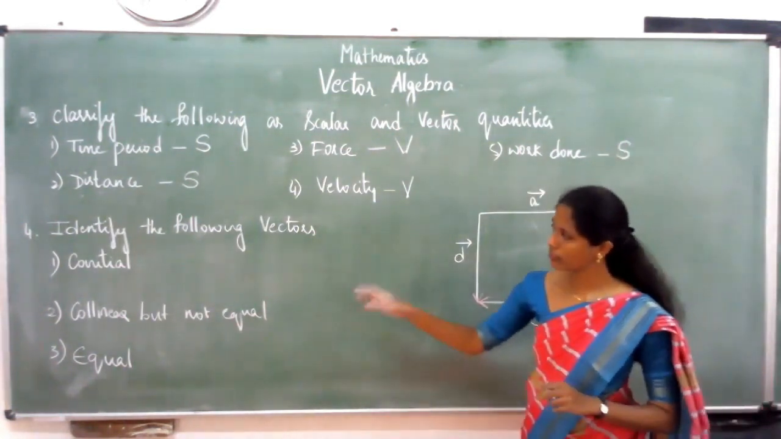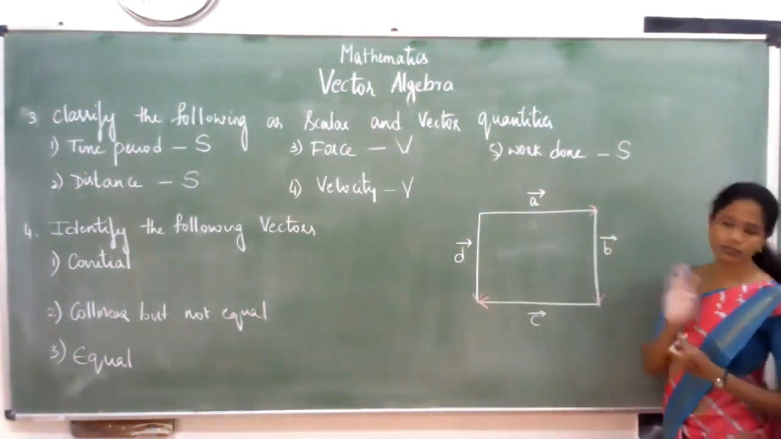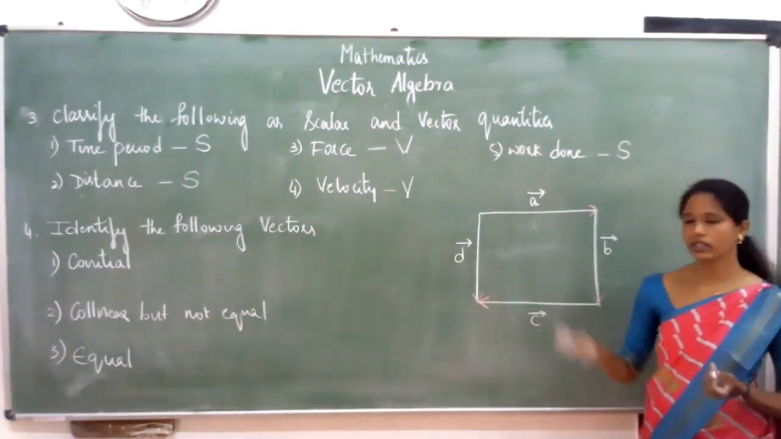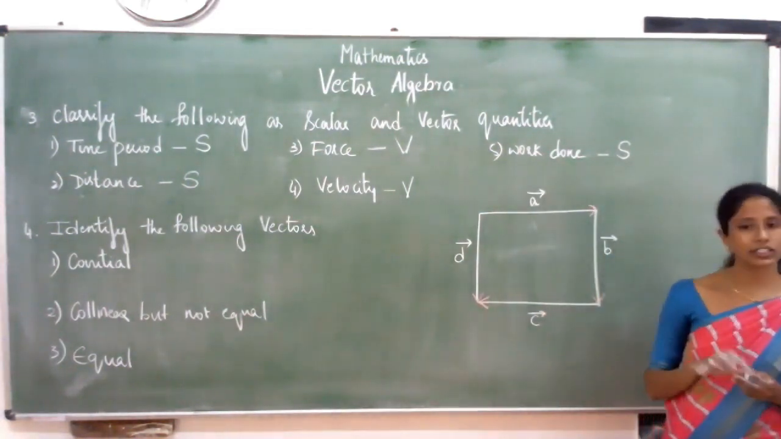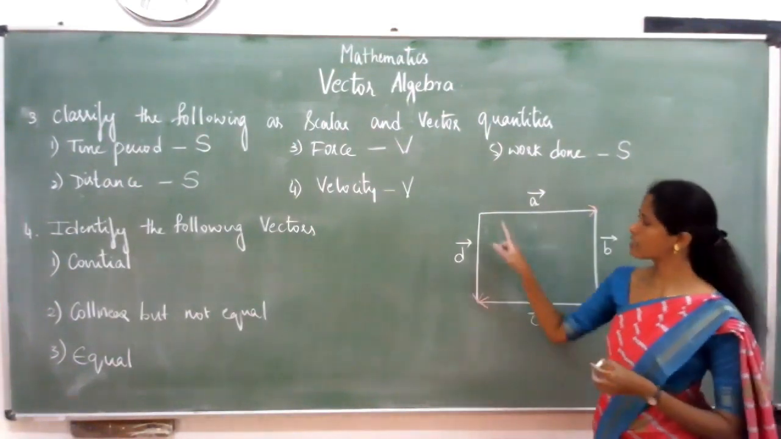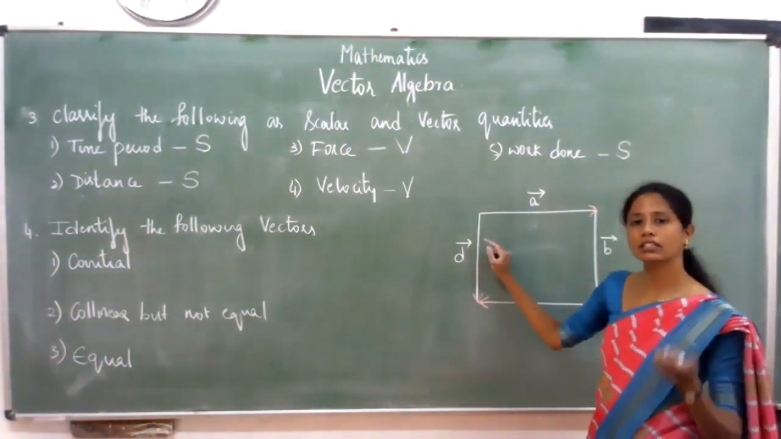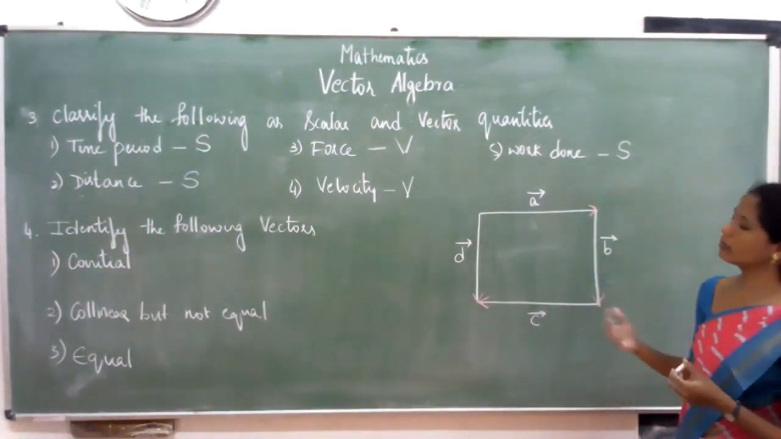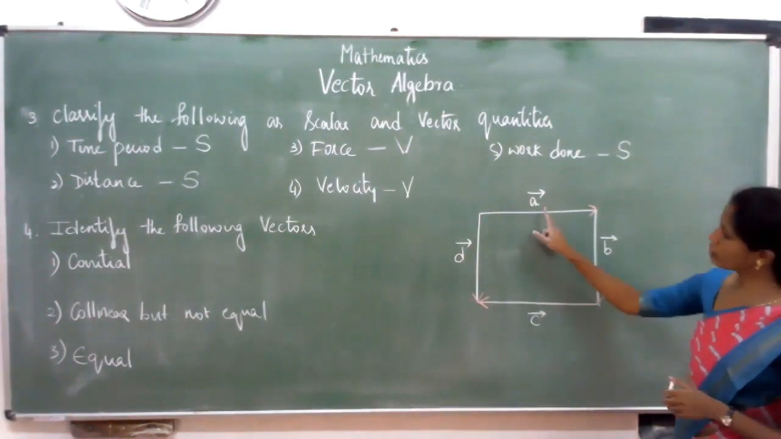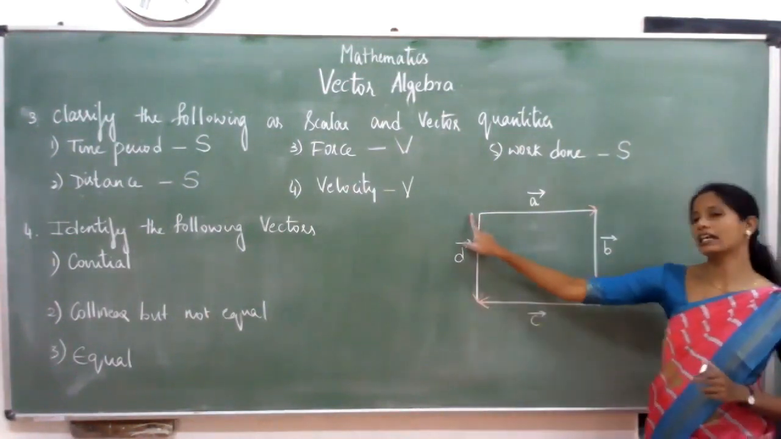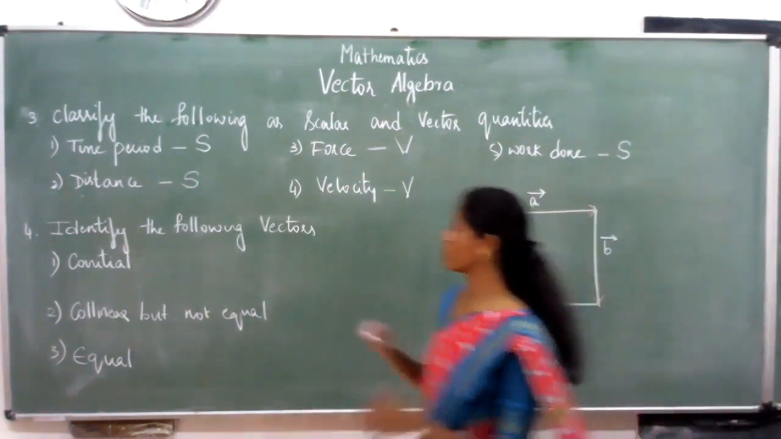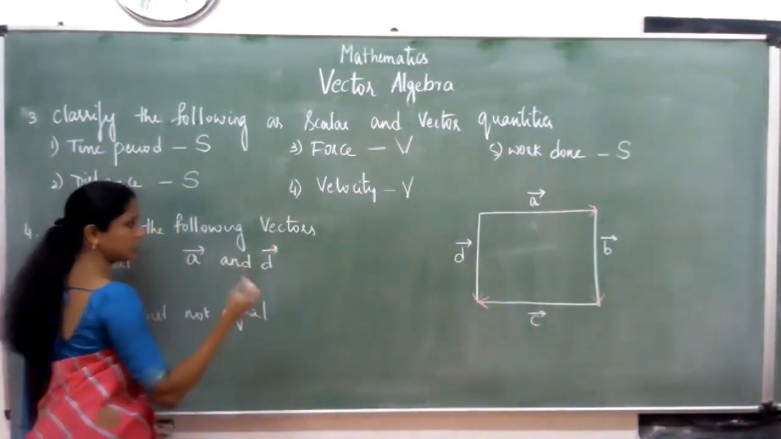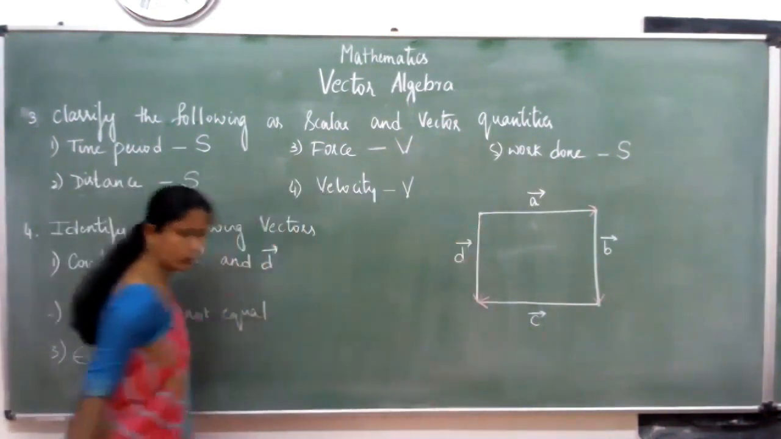Next, they have asked us to identify the following vectors with the help of this figure. First, they have asked us to find what are co-initial vectors. In this figure, we need to recognize which are co-initial vectors. As the definition says, co-initial vectors are those vectors which have the same initial point. So, which vectors have the same initial point? If you see, vector A and vector D are starting with the same initial point. So, the co-initial vectors are vector A and vector D because they are starting at the same point.